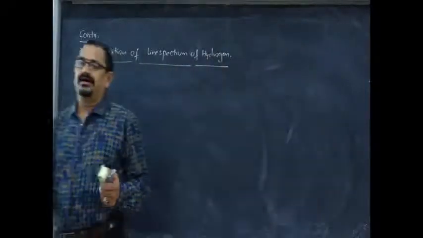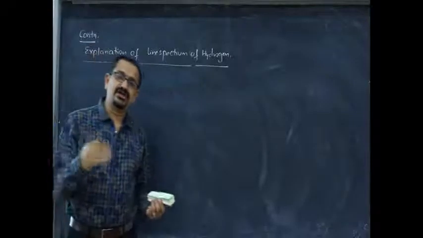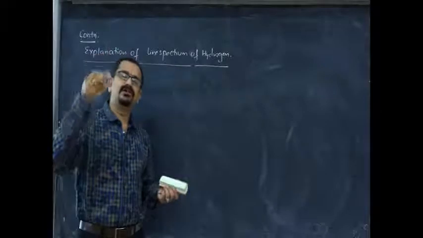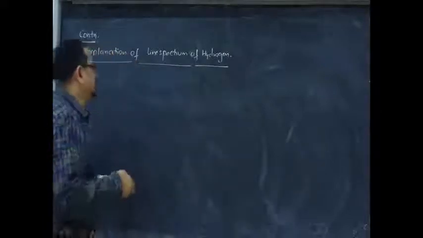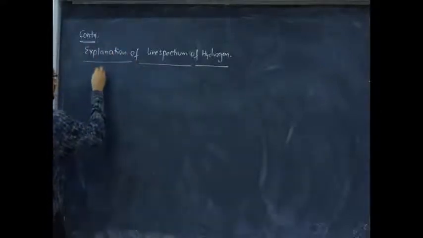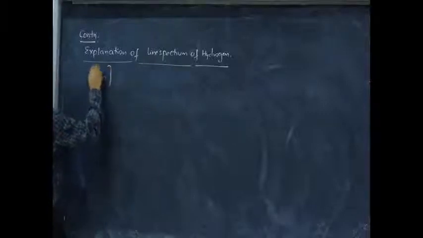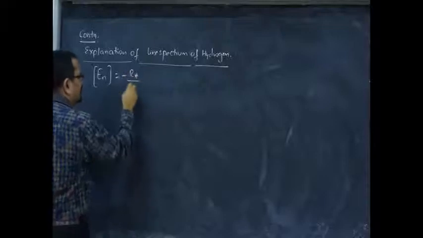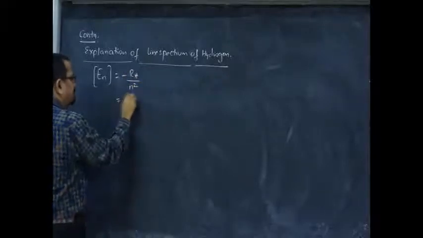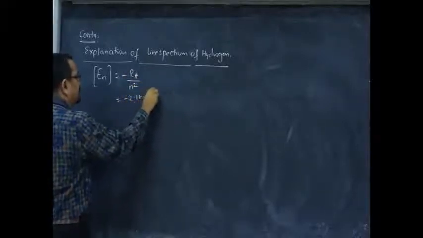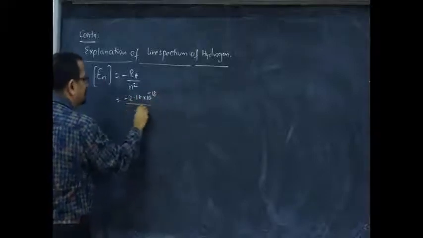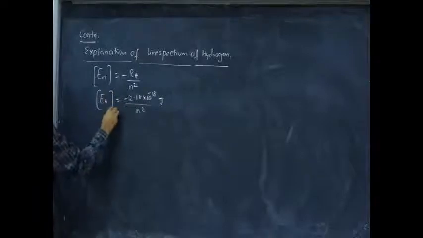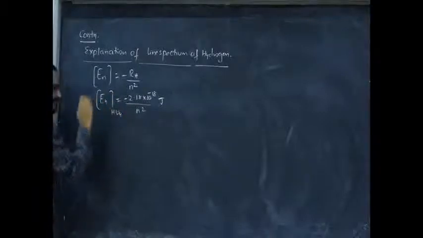So here Niels Bohr explained about the transition of electron from high energy level to low energy level by emission, and low energy level to high energy level by absorption. Using the expression given by Niels Bohr, energy of electron in nth orbit can be expressed as minus RH, Rydberg constant for hydrogen, by n square, that equals minus 2.18 into 10 power minus 18 by n square joule. So this is the expression for energy of electron in nth orbit for hydrogen-like species.